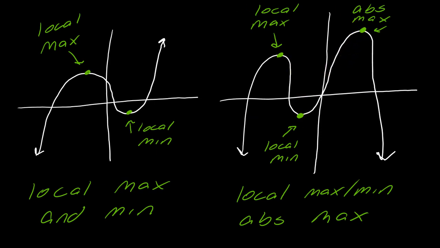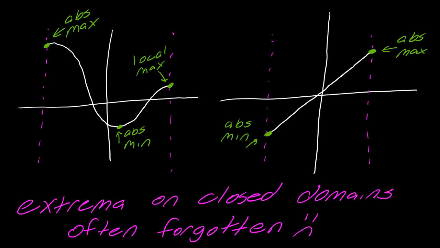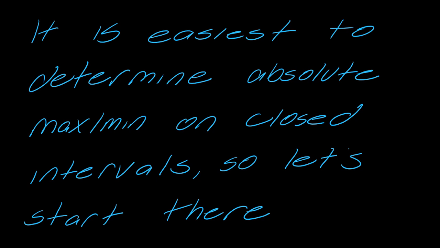The last thing I want to talk about, which is very often forgotten, is closed intervals. Closed intervals mean that your graph has clear stopping points. Closed intervals always have an absolute max and min, always. This is kind of interesting. I drew this graph just to really drive this home. This is just a line. Normally a line doesn't have an absolute max or min, but in the case of a closed domain, it does. So it is easiest to determine absolute max and min on closed intervals.